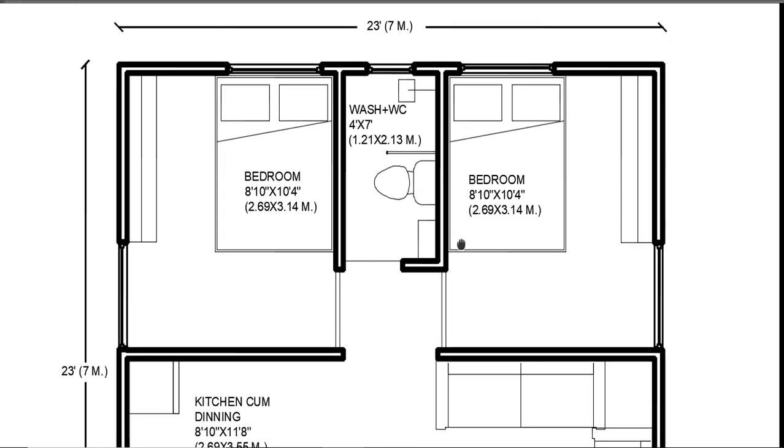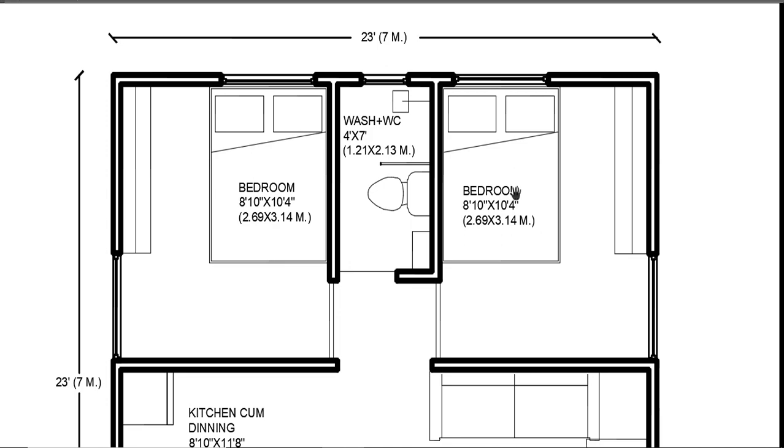And if we go on the right side, we have bedroom number 2 here with the same size. You can see here the bed arrangement, wardrobe arrangement and also two large size windows for ventilation and light purpose of this room. So this is the floor plan of the house you are watching on the screen.